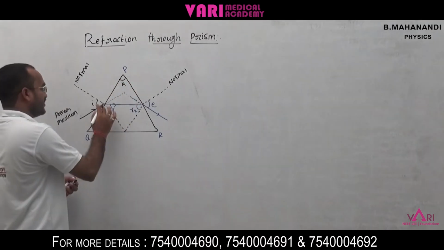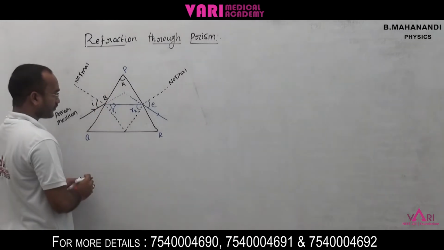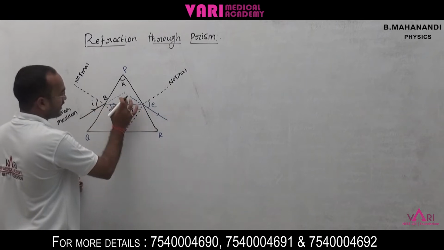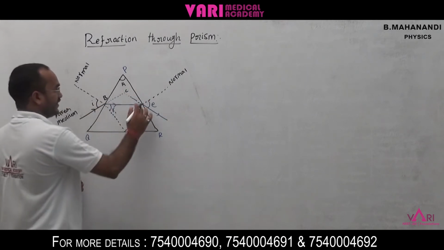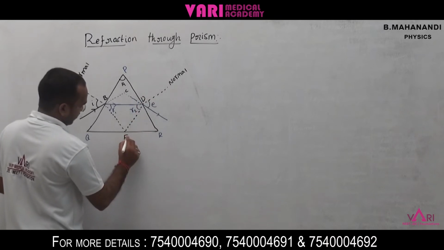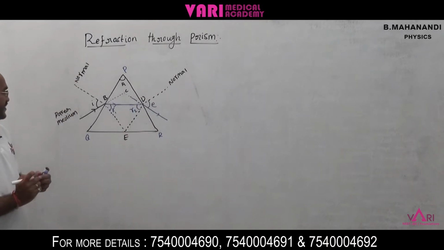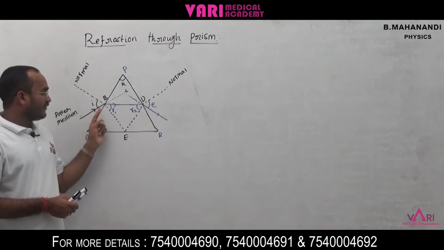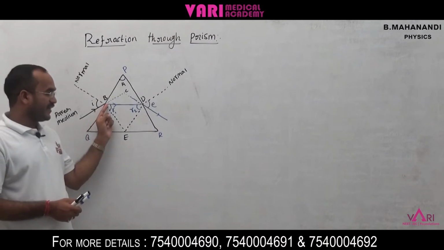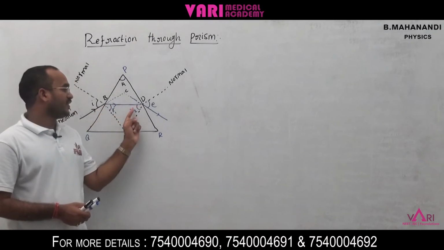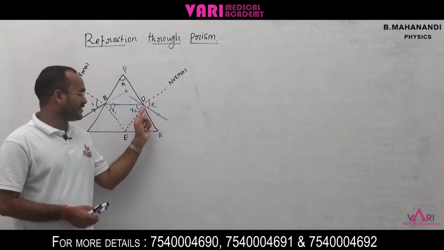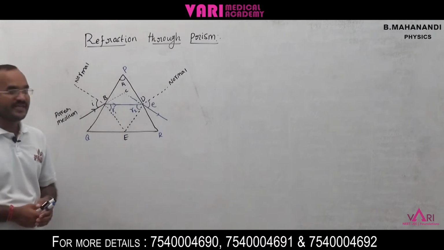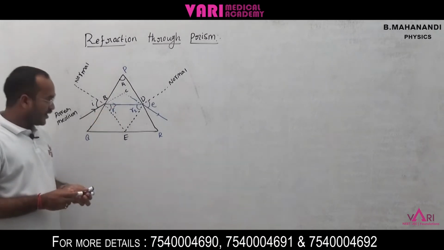Here the first incident point is B. The second point, where the incident ray and the emergent ray extended back meet, is C. Here is point D, and here is point E. The incident ray enters from the rarer medium to the denser medium, passes through the denser medium, and then enters the rarer medium. What happens in between in the prism? How much is the minimum deviation of the prism?